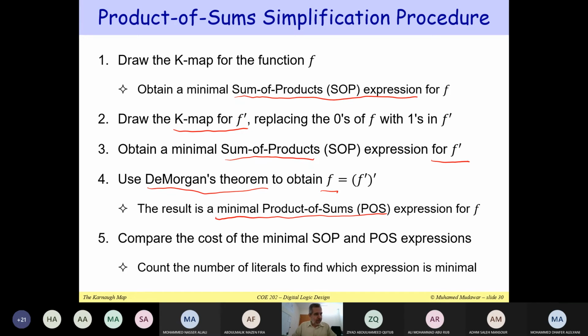So this is the trick, okay? We use De Morgan's theorem to take the complement of the sum of products for F prime, and this will give me a product of sums for the function F. And then we can count the number of literals. So which one is better, minimal sum of products or minimal product of sums? It depends on the function. Sometimes you will find the sum of products is better. Sometimes the product of sums might have fewer literals. So you have a choice between the two, and you can decide which one is more minimal.